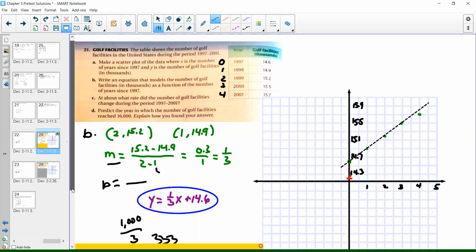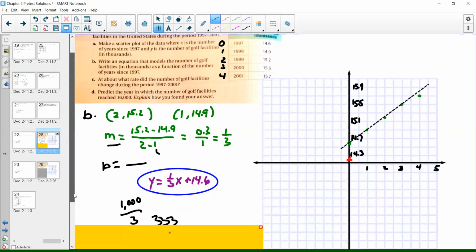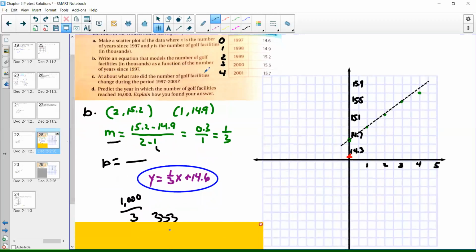So about what rate did the number of golf facilities change during that period? About 1 to 3. 1,000 facilities for every 3 years. Okay, which would be about 333 per year.